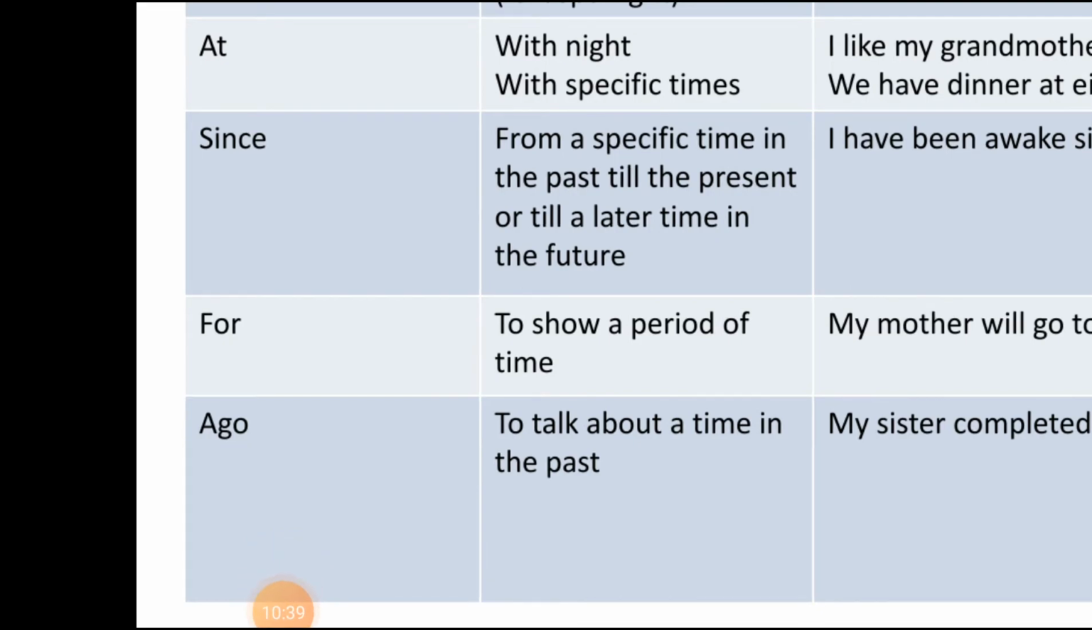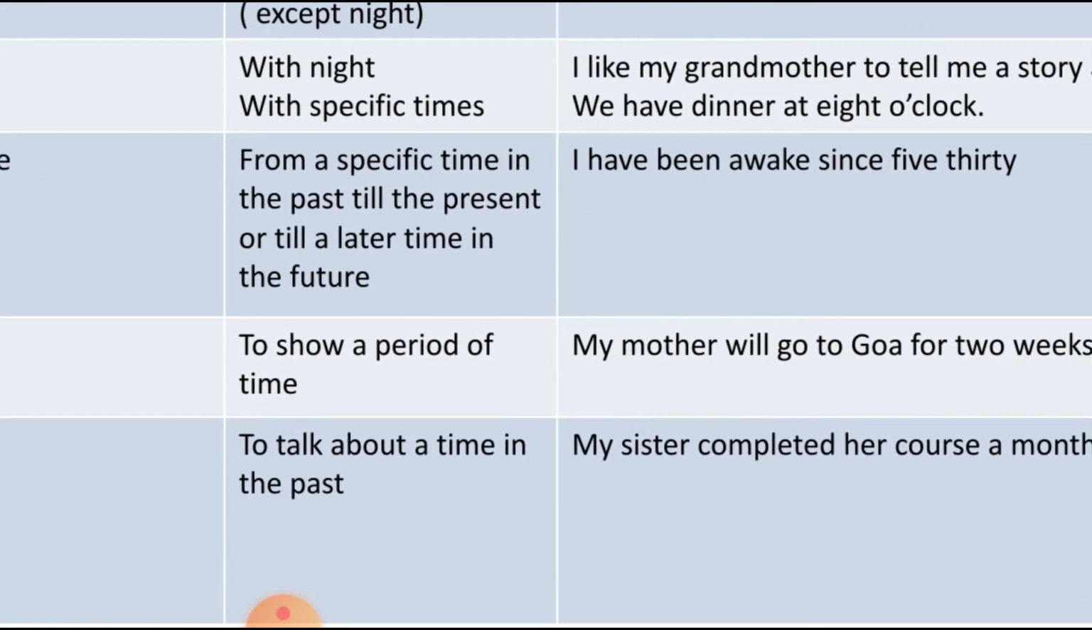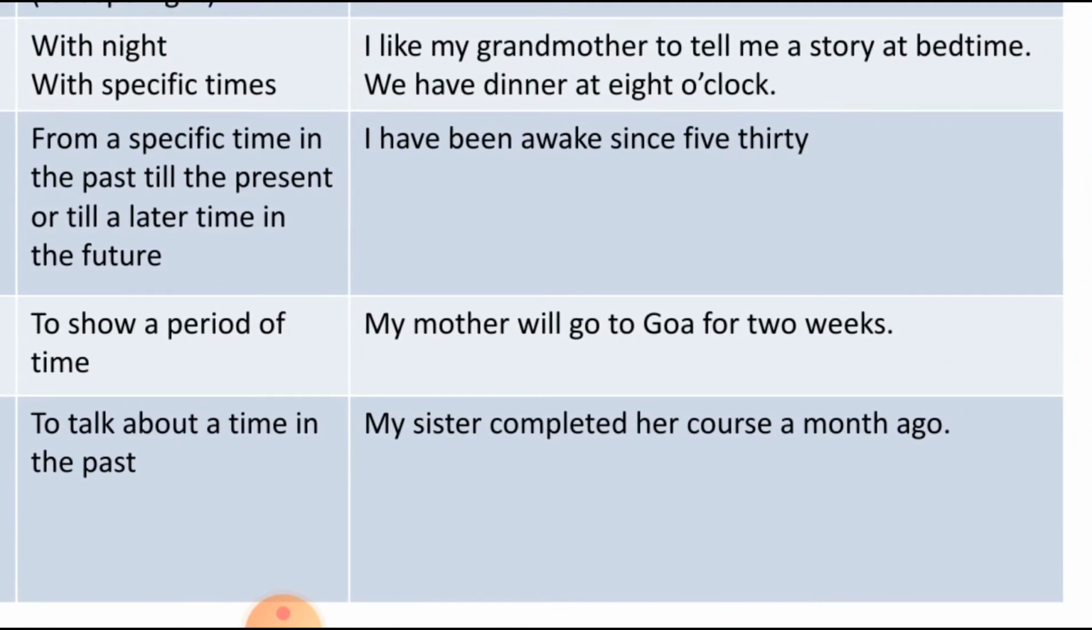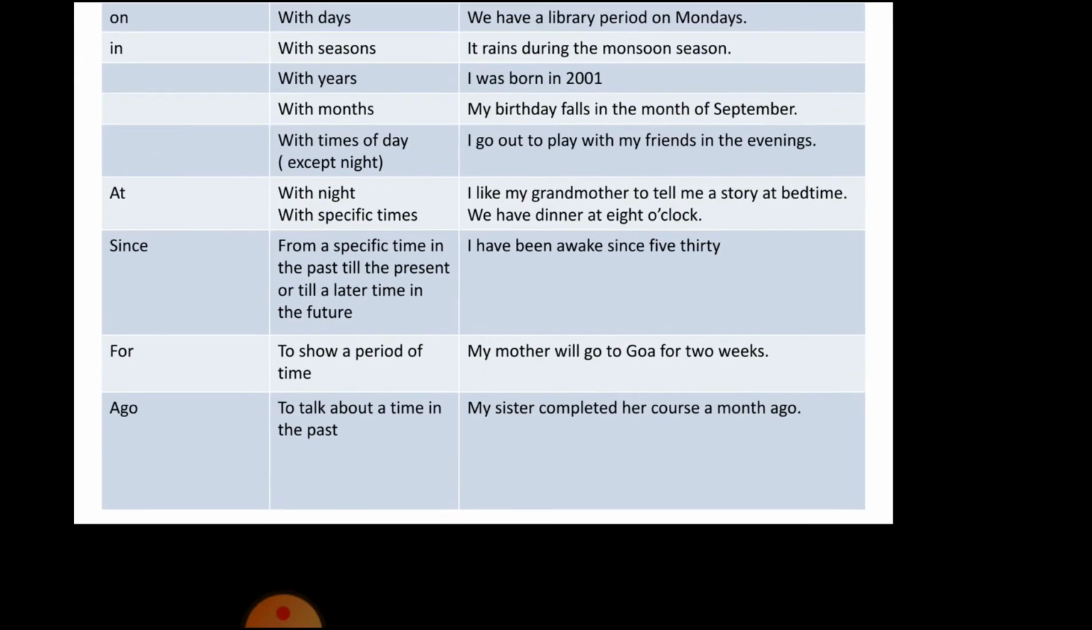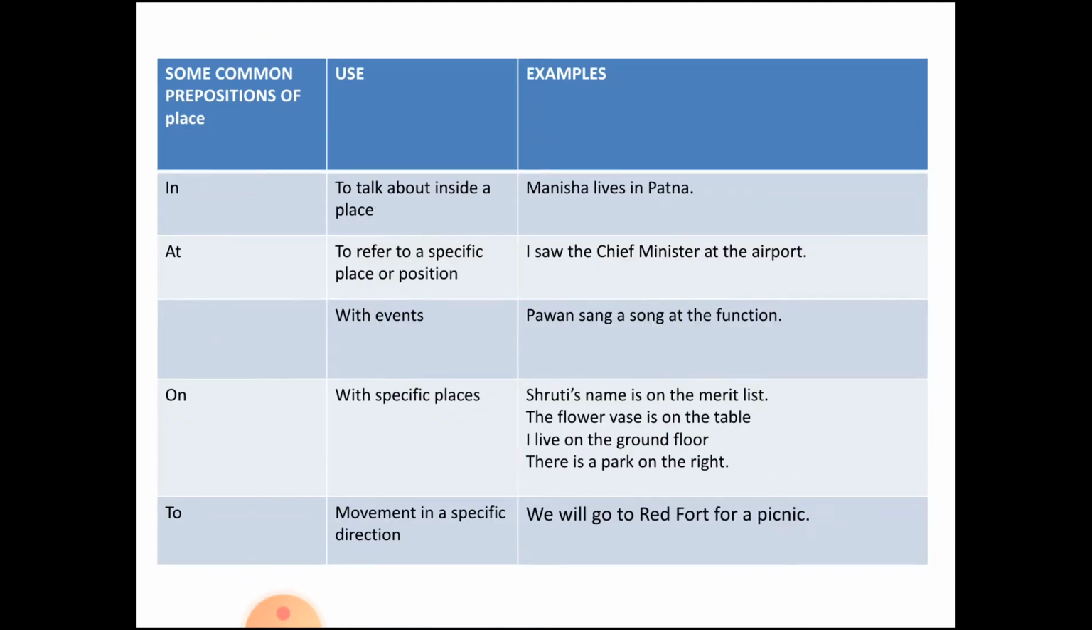The last preposition of time is ago. When do we use ago? When we are talking about a time in the past, long ago, when we were narrating the stories, then we use this word ago, and that we use the preposition ago. My sister completed her course a month ago. So this shows a period of time. Okay, so this is all about prepositions of time.